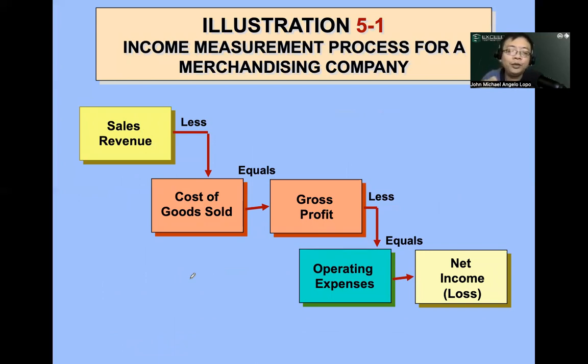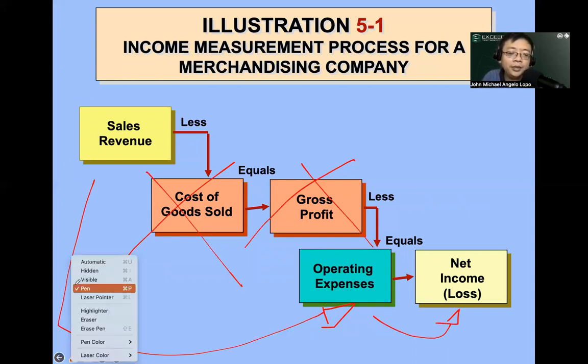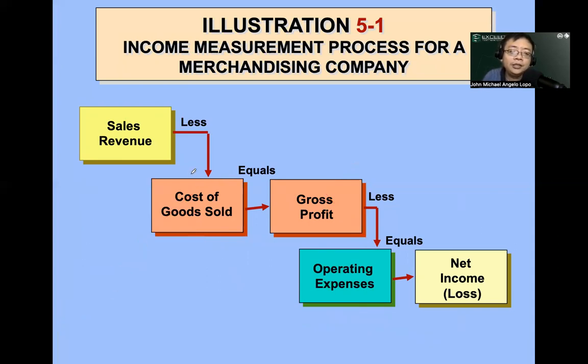Now, if you notice in our previous discussion on accounting for service, this was not there, right? There's no cost of goods sold and also no gross profit. You just have your sales revenue, then you subtract the operating expenses, and you have now your net income if you are a service company. But if you are a merchandising company, there's now what you call cost of goods sold, and sales minus cost of goods sold is what you call gross profit.